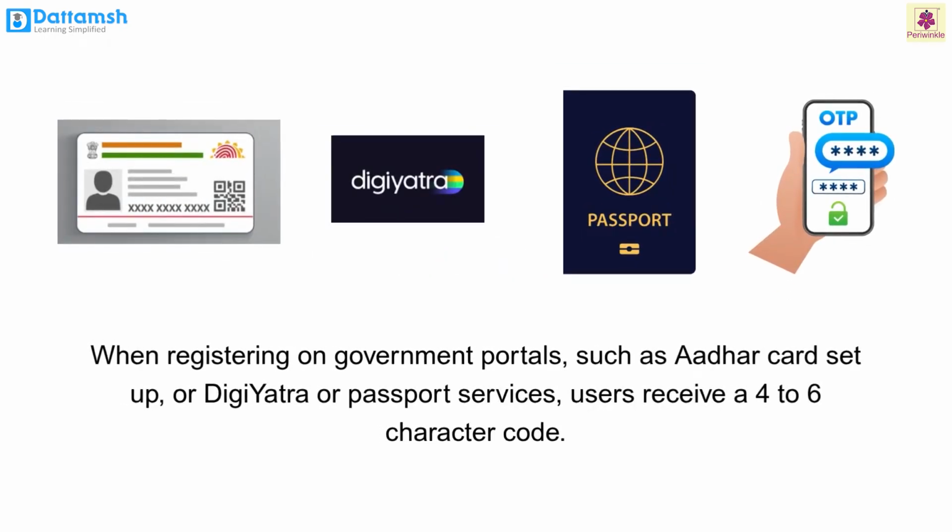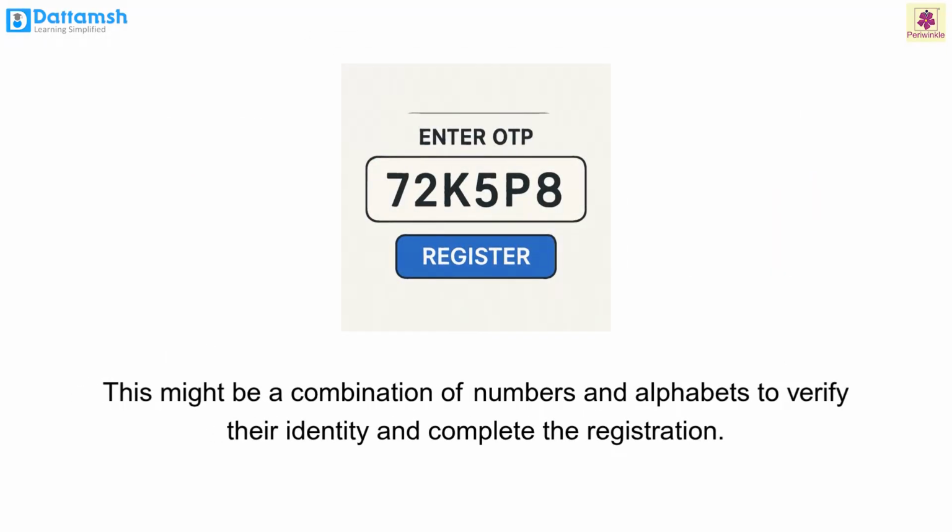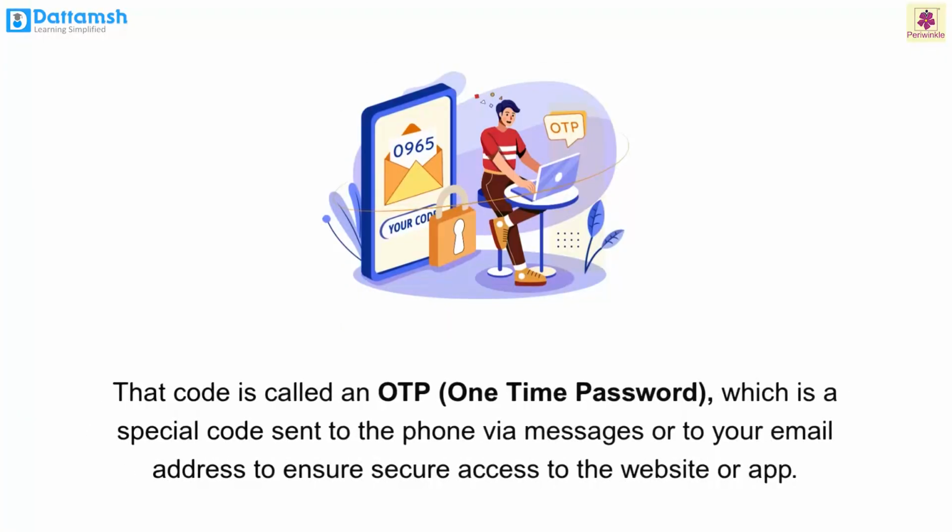When registering on government portals such as Aadhaar card setup or DG Yatra or passport services, users receive a 4 to 6 character code. This might be a combination of numbers and alphabets to verify their identity and complete the registration. That code is called an OTP, one time password, which is a special code sent to your phone via messages or to your email address to ensure secure access to the website or app.